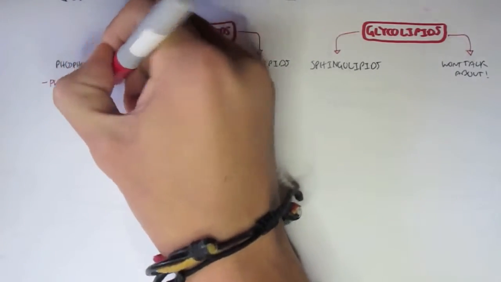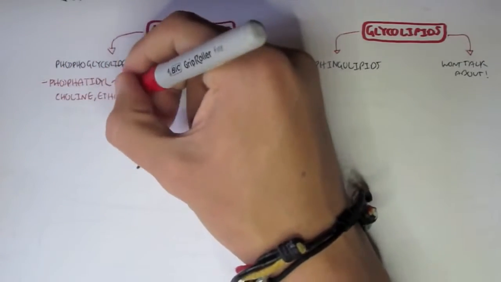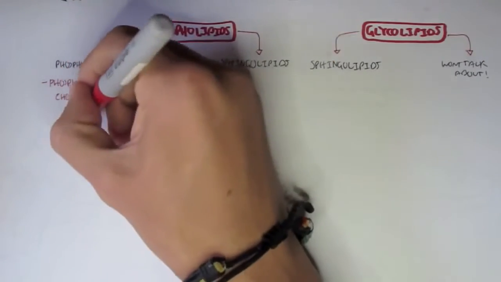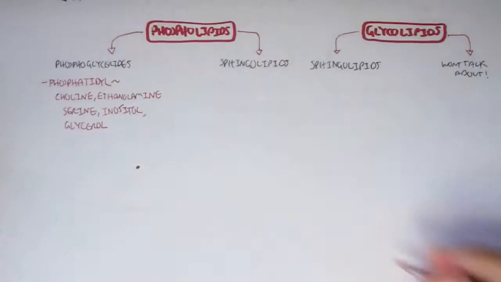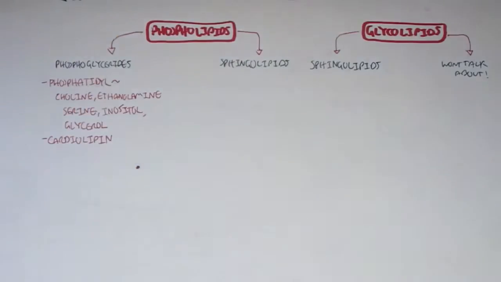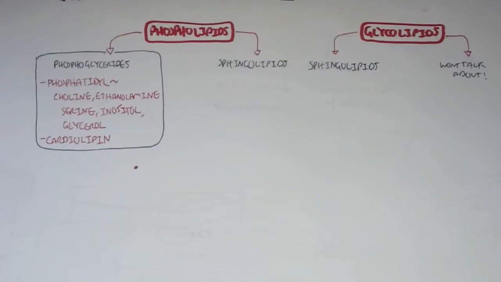So phosphoglycerides, there are many types. The names begin with phosphatidyl. So there's phosphatidylcholine, phosphatidylethanolamine, phosphatidylserine, phosphatidylinositol, and phosphatidylglycerol. That's one class. And the other one is cardiolipin. And we'll look at each one of these closer later on.